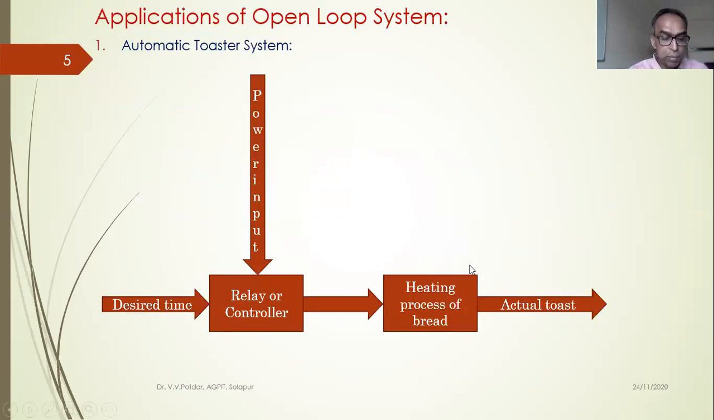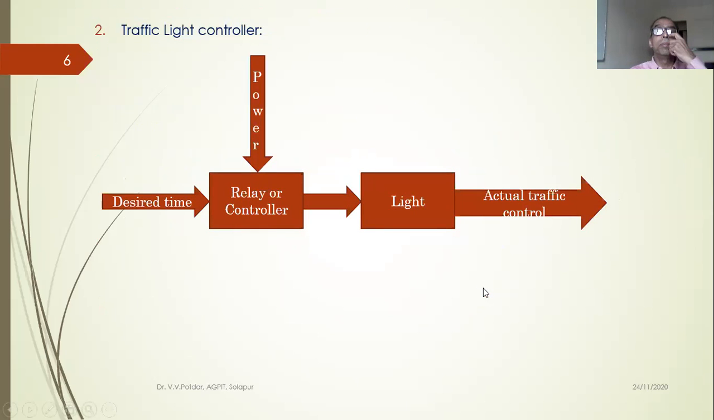So, just to recap the toaster system we have taken, if I want to show it in block diagram format: desired time, I use a relay or a controller, the power input is given, heating process of the bread, and actual toast. So this is the representation of the automatic toaster control system. Here, also for a traffic light controller, you have desired time, relay of the controller which is the switching on each of the roads, power is supplied. So the indicator lights may be green, yellow, red, and the actual traffic control happens or does not happen sometimes. Let us go to the closed loop system.